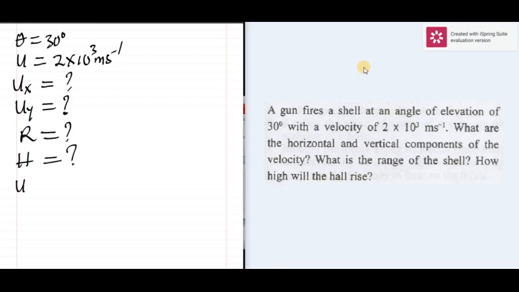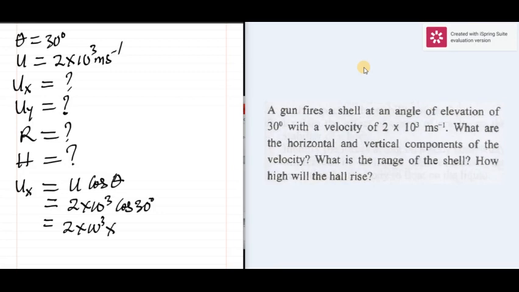Let's start with the horizontal component. The expression that's linked is u cos theta. Putting in the value, u is 2 times 10 raised to the power 3, cos theta, theta is 30 degrees. That will give us 2 times 10 raised to the power 3 cos 30, 0.8660. That will give us the horizontal component to be 1732 meters per second.